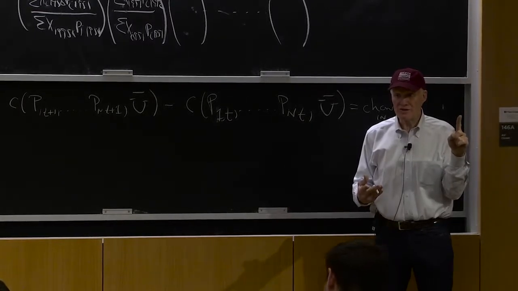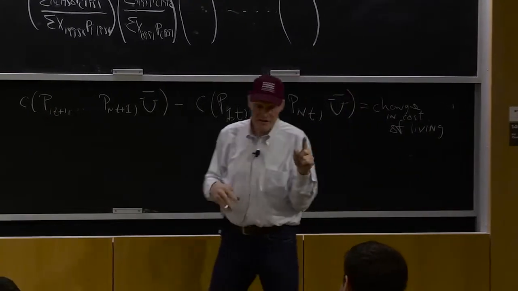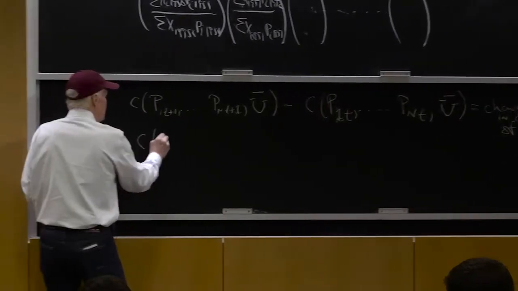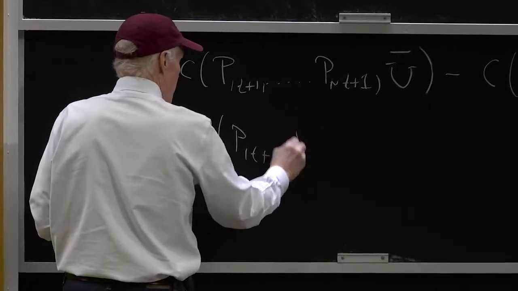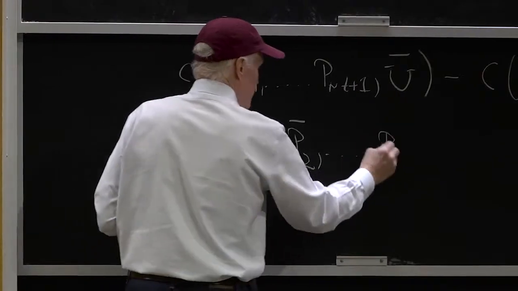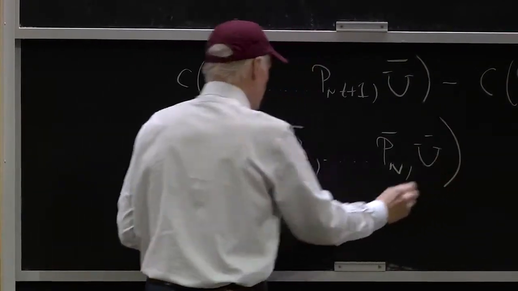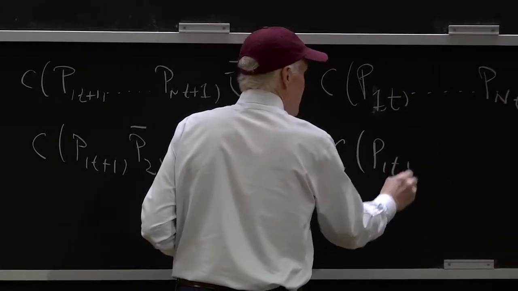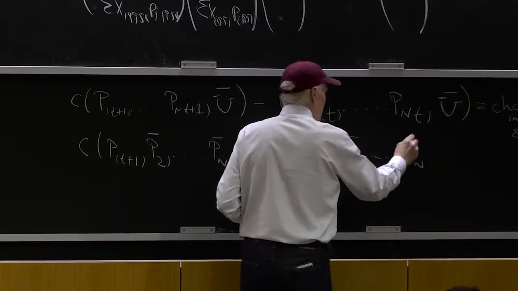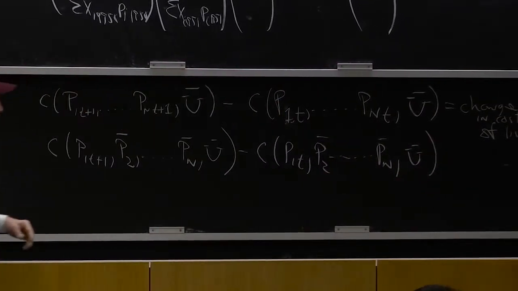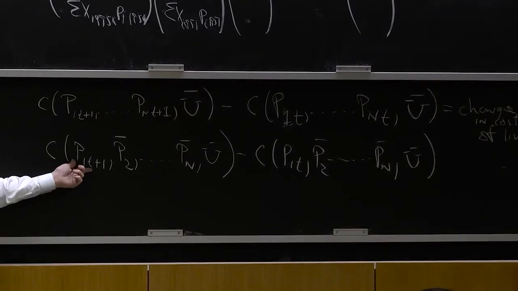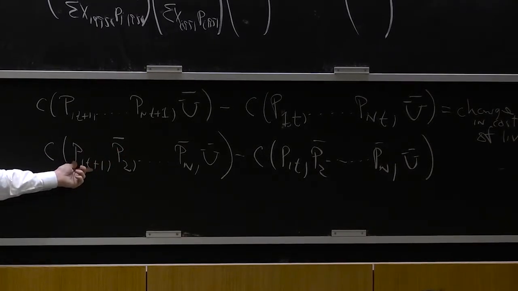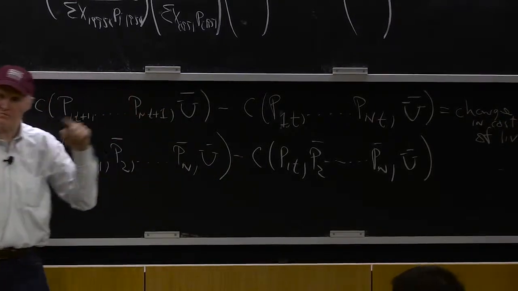If only one price is changing, let's say it's only good one that's changing, then the change in the cost of living would be C of P1T+1, comma P2 bar, up to Pn bar, U bar, because they're not changing. Those are all fixed. Minus C of P1T, P2 bar up to Pn bar, U bar. So I think about a world where only this one price is changing. I want to know the difference in cost between two price levels where these prices only differ in that this one price is moving.